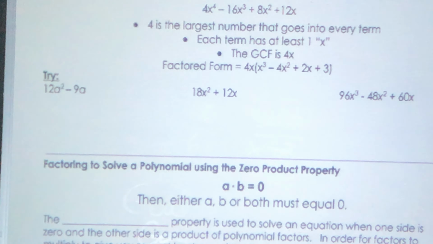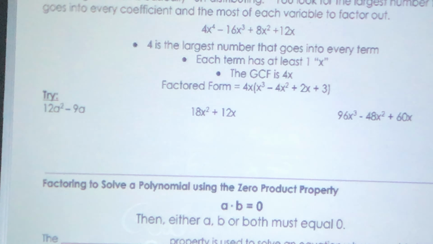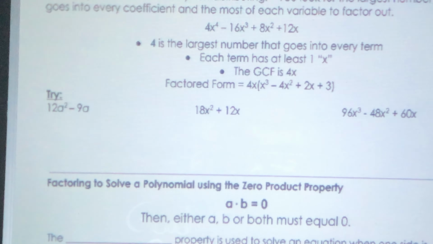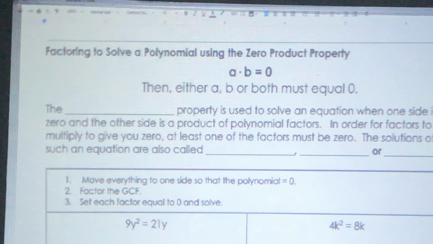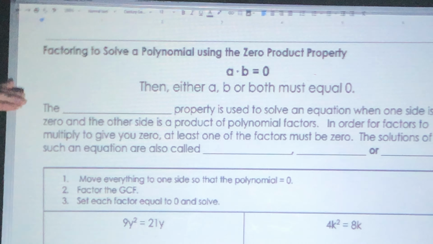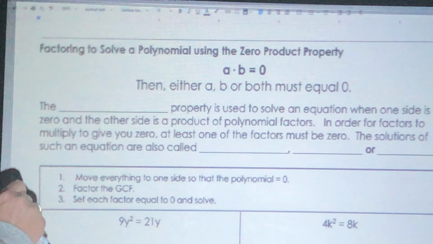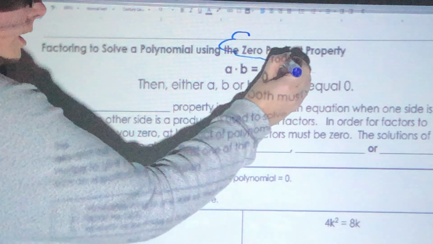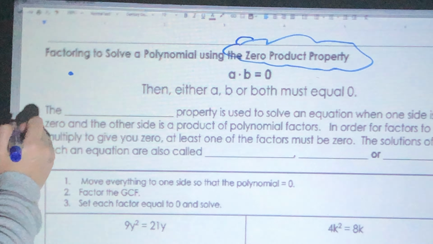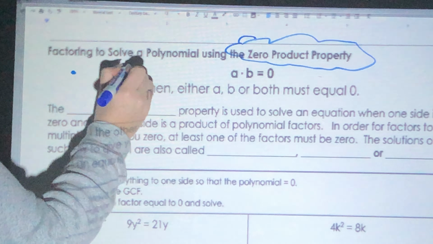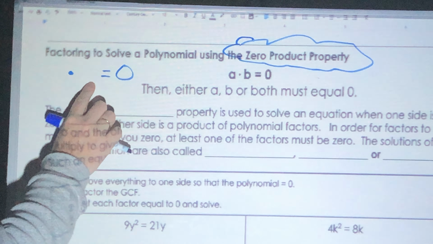So solving a polynomial involves finding all the places that this polynomial would cross the x-axis, which we'll talk about more in the next chapter. But the reason why we can use factored form to help us solve this is called the zero product property, which just says if you have two things being multiplied and the answer is 0, one of the two things had to be 0, or both of them have to be 0.